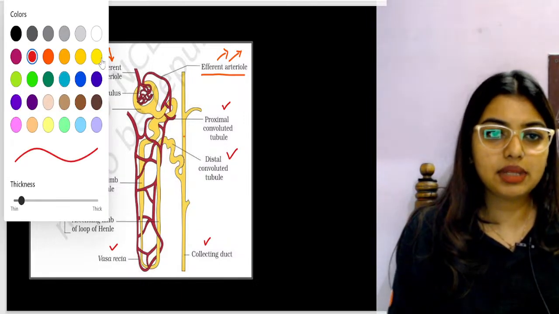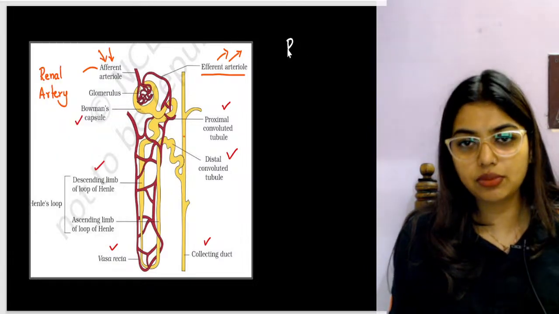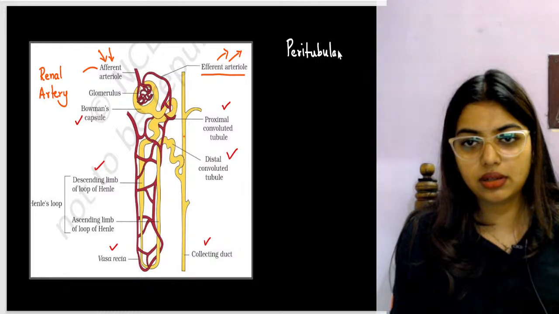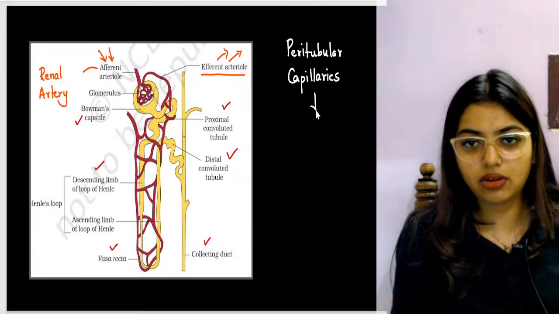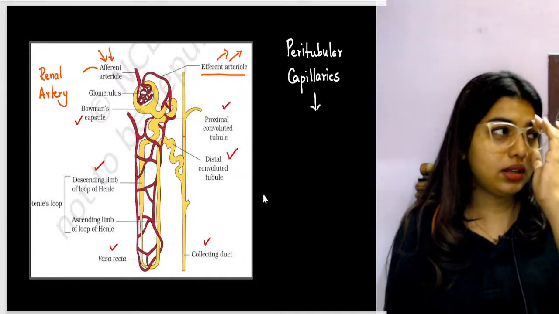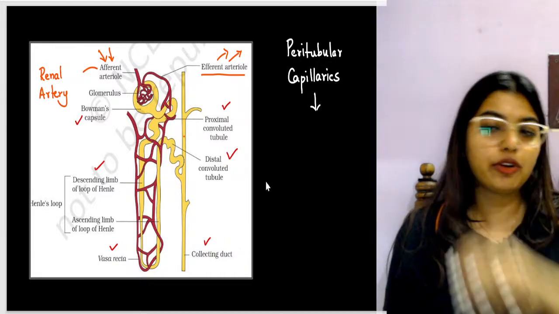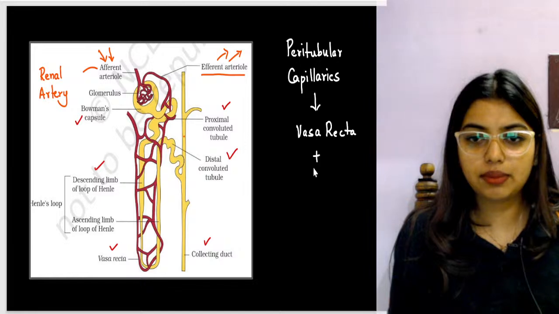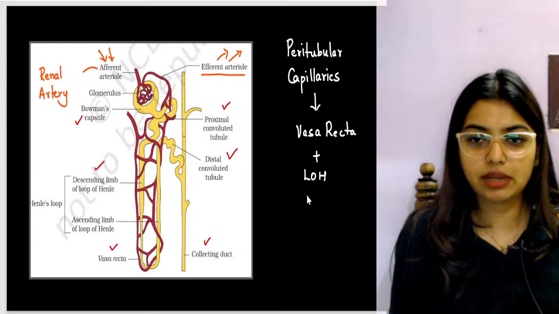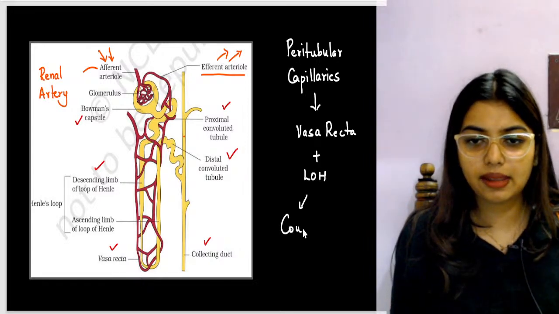Now remember this. Peritubular capillaries. Peritubular capillaries are going to extend, and a small portion is going to form the vasa recta. And this vasa recta plus loop of Henle is going to help in the counter current mechanism.